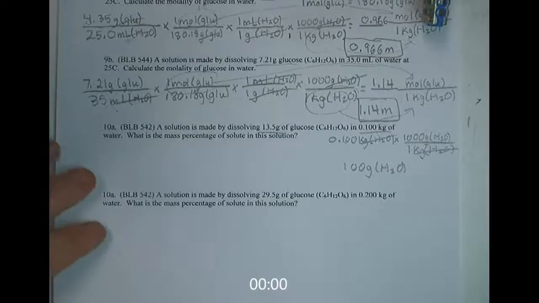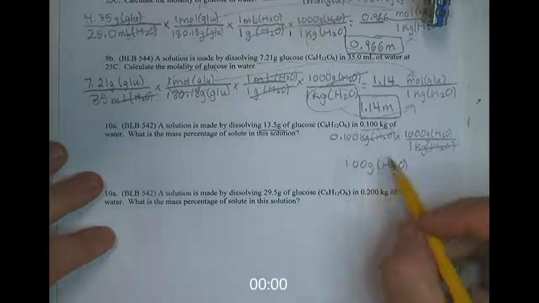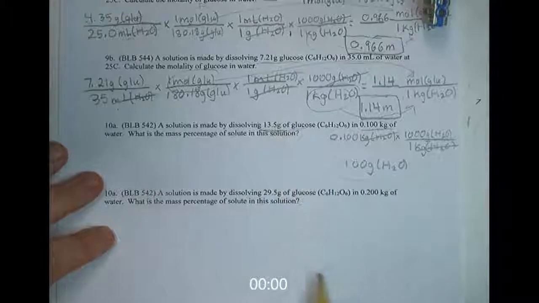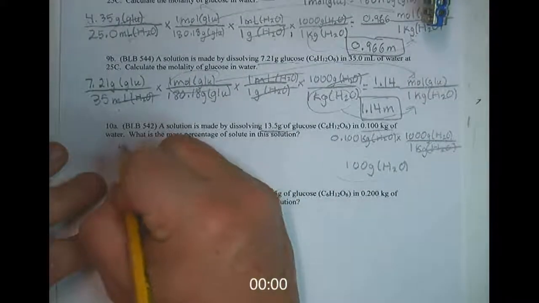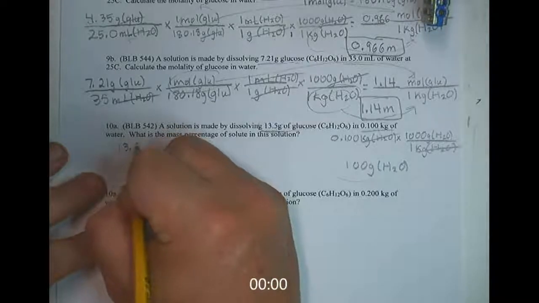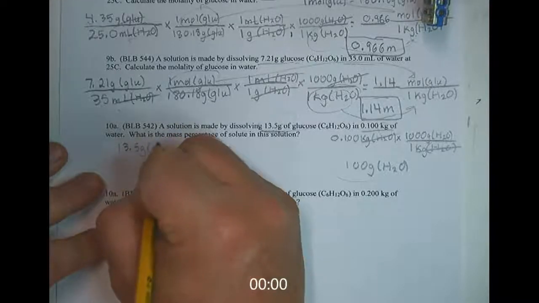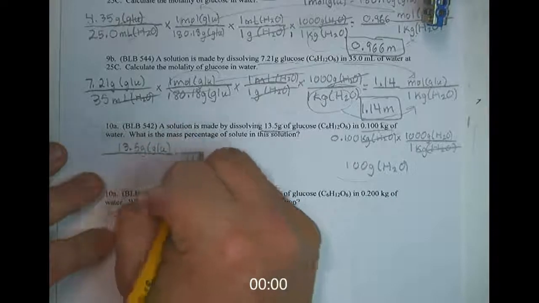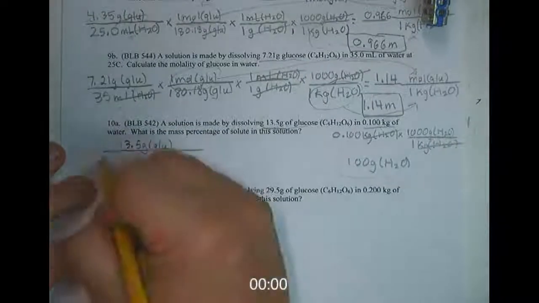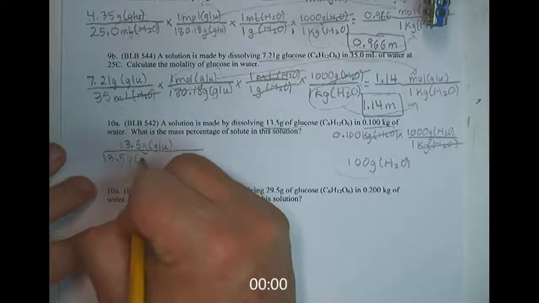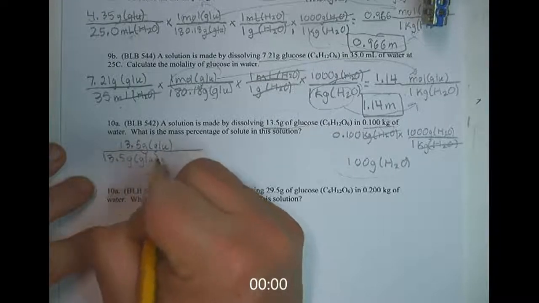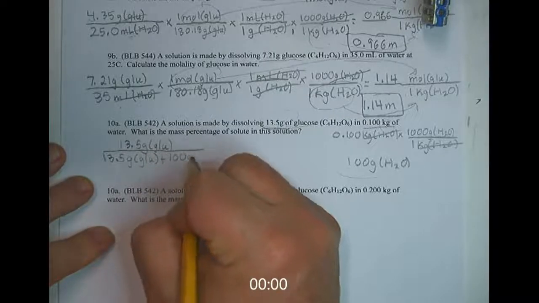Okay, so here we go. Now we've got everything in grams. We've got water in grams, we've got glucose in grams. What's the percent of the solute? So it's going to be 13.5 grams of glucose divided by the mass of everything put together, 13.5 grams of glucose plus 100 grams of H2O.